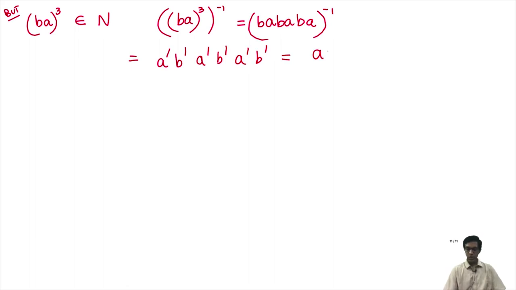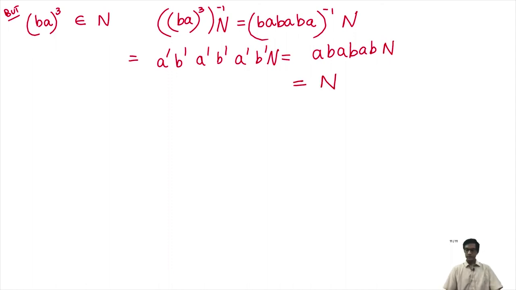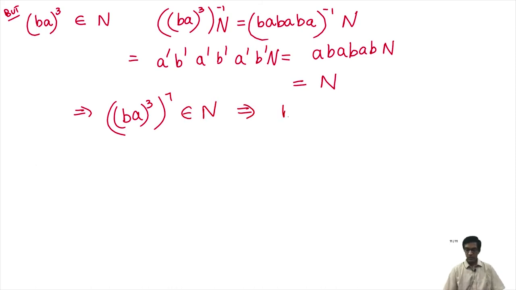But then recall I can change all the primes to the unprimed alphabets without changing the N. So I have to put N's everywhere. So look at BA cubed inverse N. It's the same as this, which is the same as this. But then AB whole cubed is already in N. So this is just the same as N. Okay, so what this means is that I've shown BA whole cubed inverse N is N. So of course that means that BA whole cubed inverse is in N. But then N is a subgroup, so if the inverse is in N, the original element is also in N.